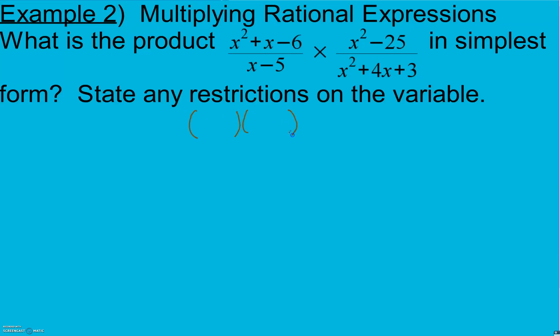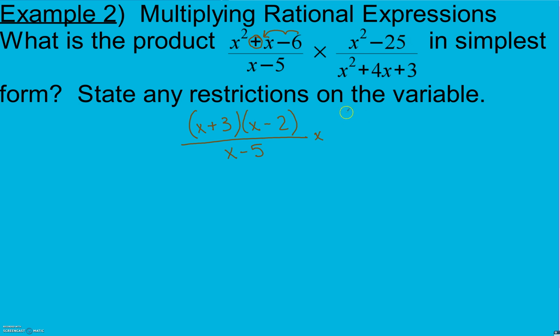Numerator of our first one here. Multiply to x squared is x and x. Multiply to 6, subtract to 1. It's going to be 2 and 3. Since we subtracted, our signs are going to be different. Bigger number always gets a sign in the middle. X minus 5 is just x minus 5.